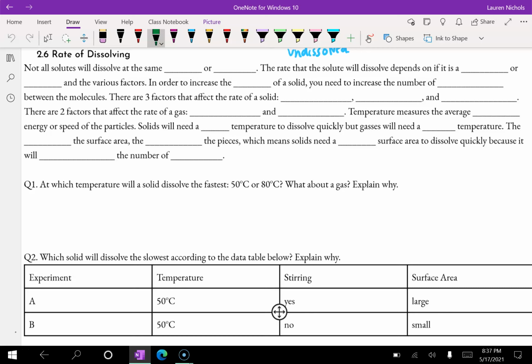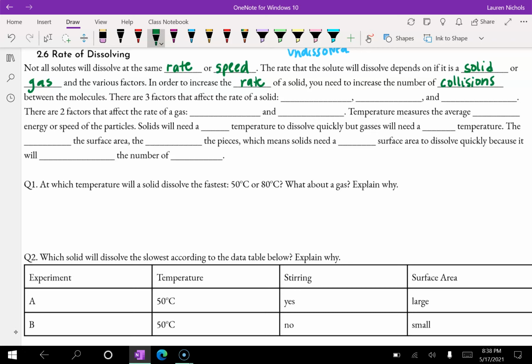So it says not all solutes will dissolve at the same rate, which means speed. Okay, so they won't all dissolve at the same speed. The rate or speed that the solute will dissolve depends on if it is a solid or a gas and the various factors. So in order to increase the rate of a solid, or how quickly it will dissolve, you need to increase the number of collisions between the molecules. In order for sugar to dissolve in water, the molecules have to collide.